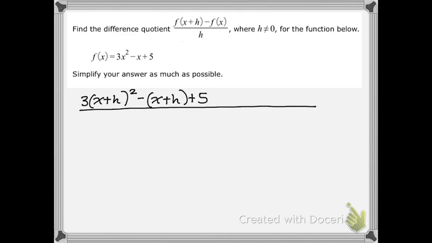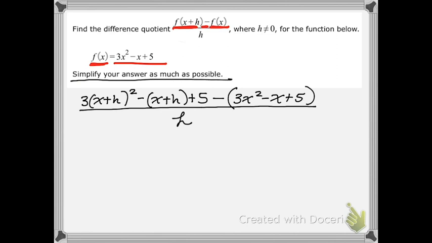And then where am I at? So I've done this. Now I go minus, and then it says f of x. Well, I know what f of x is. It's just given right there. And I'm just going to subtract that. Let's put parentheses and make sure we subtract the whole thing. And then finally over h. And of course, another challenging piece of this is, simplify your answer as much as possible.